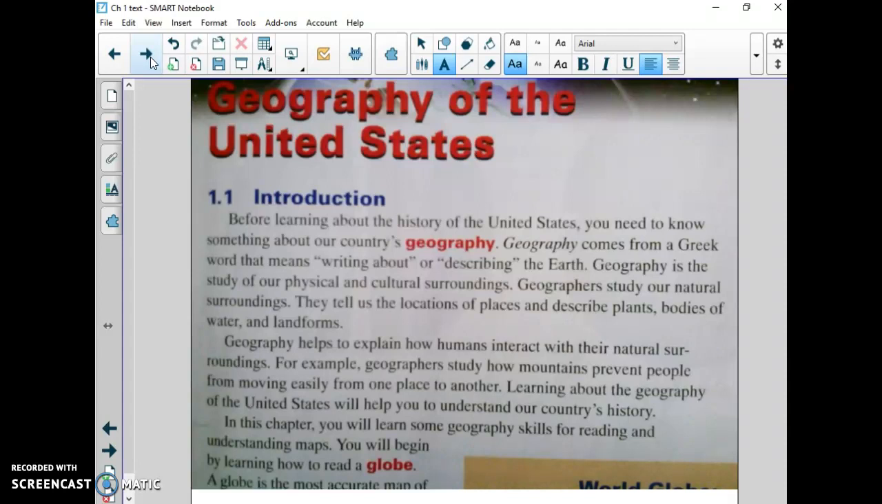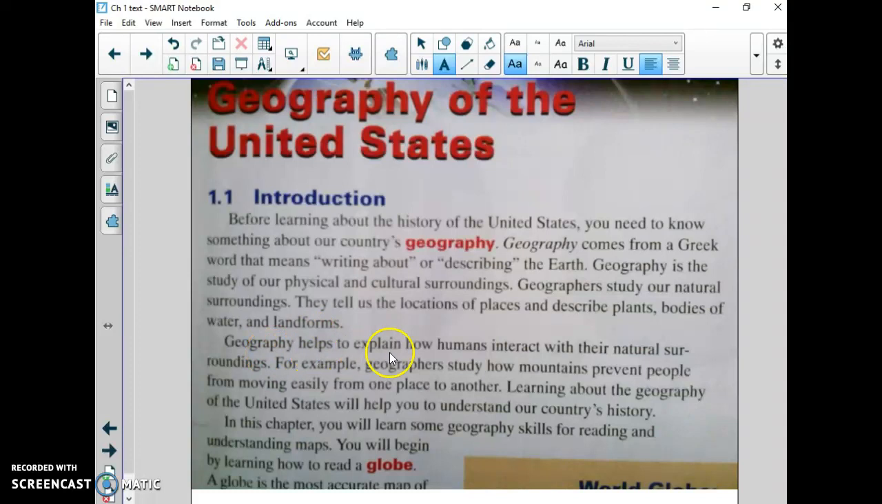1.1 Introduction. Before learning about the history of the United States, you need to know something about our country's geography. Geography comes from a Greek word that means writing about or describing the earth. Geography is the study of our physical and cultural surroundings. Geographers study our natural surroundings. They tell us the locations of places and describe plants, bodies of water, and landforms.